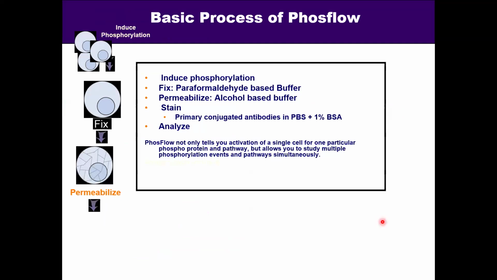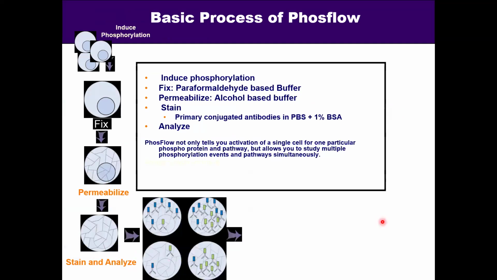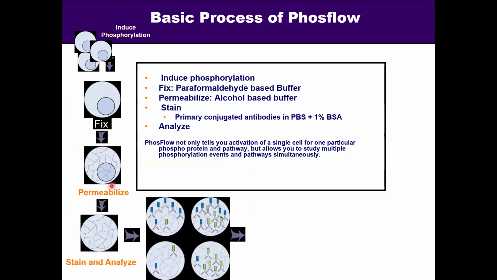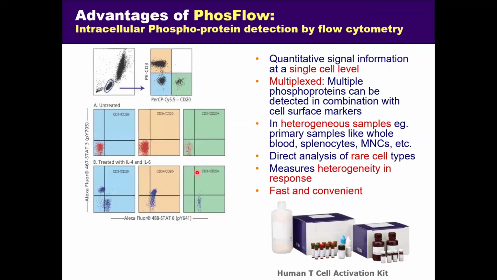These are the basic phosphoflow process, how you do the phosphoflow assay. You fix it and permeabilize it, because the antibody should go inside the cells. Then stain it, analyze it, and you get the data like this. These are the basic phosphoflow kits that come up for T cells.